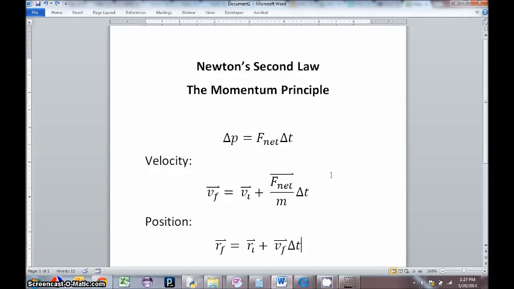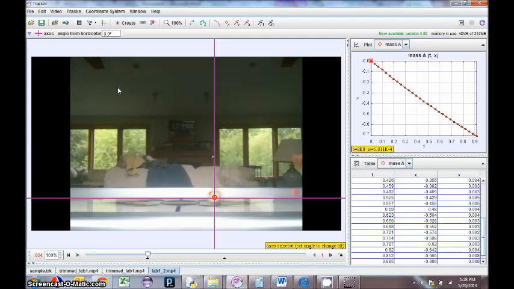And from that we can also get our position. Our final position is equal to the initial position plus the final velocity times delta t. For my experiment, I used a baseball which I rolled across a table.